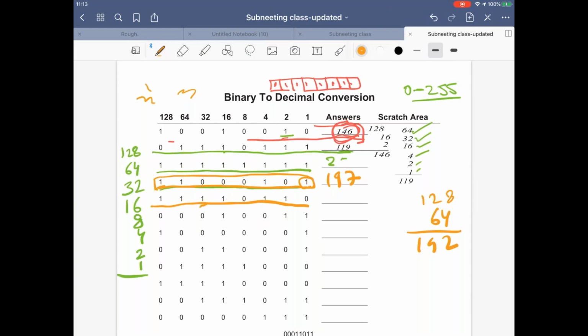Okay, so the next line, this line. This one belongs to this line, okay? So 128 and then 64, this is 192, after that 32, how much? 224, right? 224.